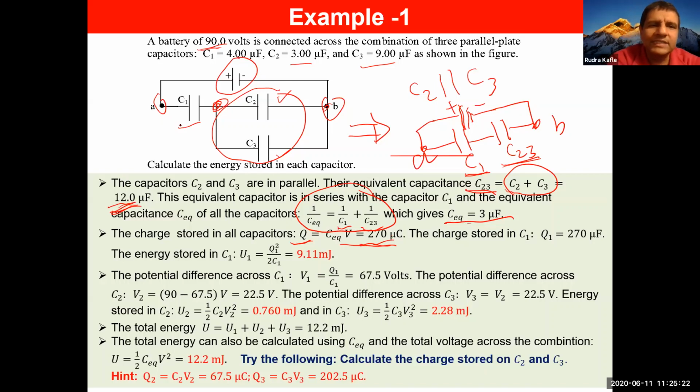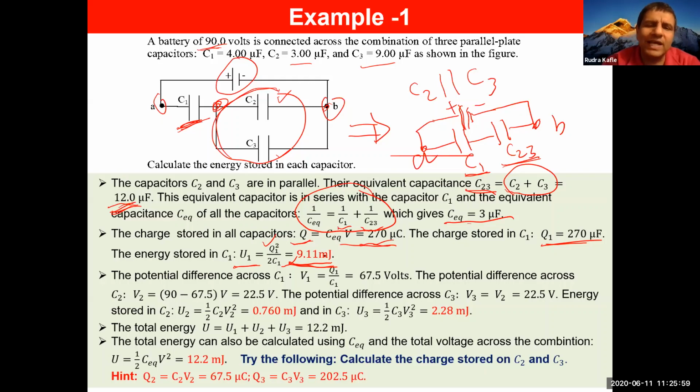By the way, C1 is in series with this combination, right? So C1 stores the same amount of charge in series. That's what we learned in the previous lecture, right? So how much is the energy stored in C1? In the capacitor C1, we know the capacitance, we know the charge stored, so you can calculate the energy stored there. If you plug in those numbers and simplify, you will get that the energy stored is 9.11 millijoule. Okay, so plug those numbers in and try yourself, right?